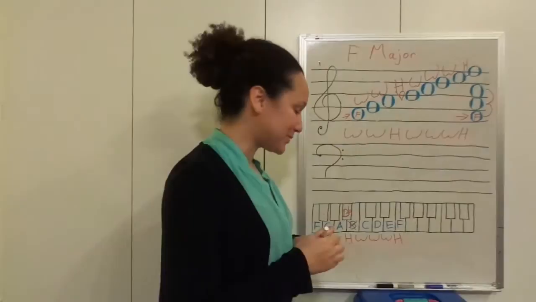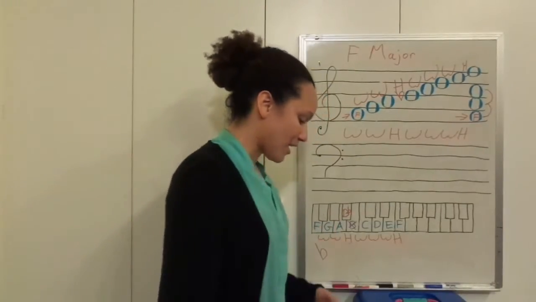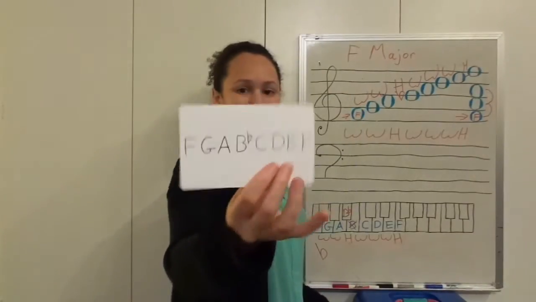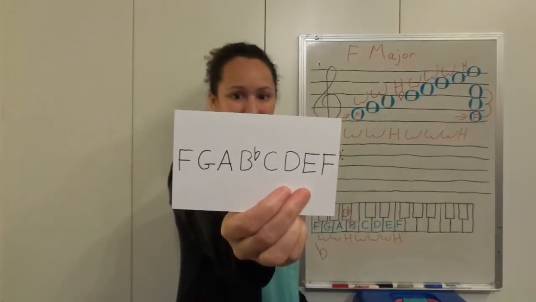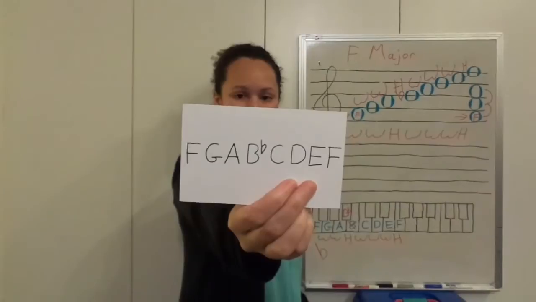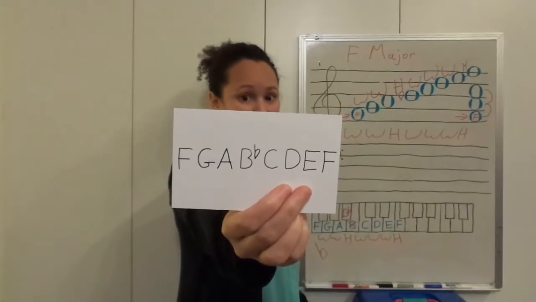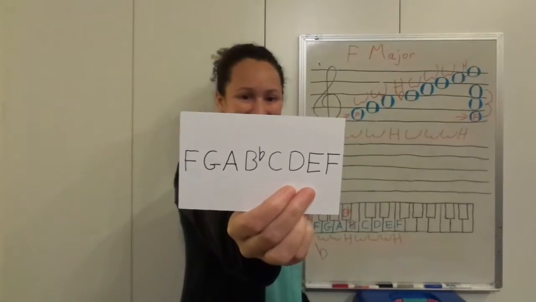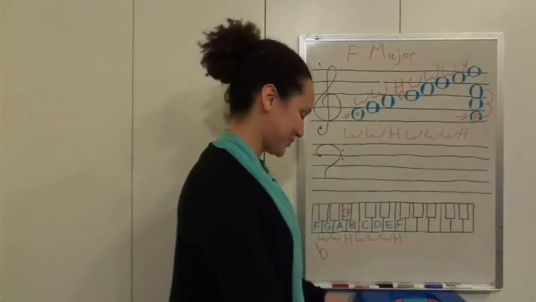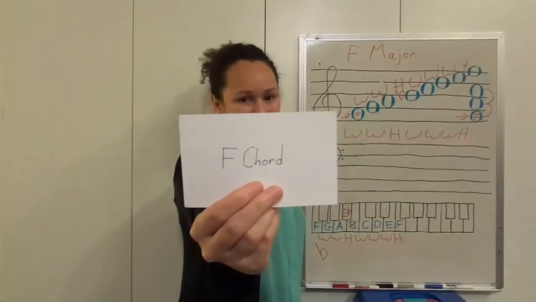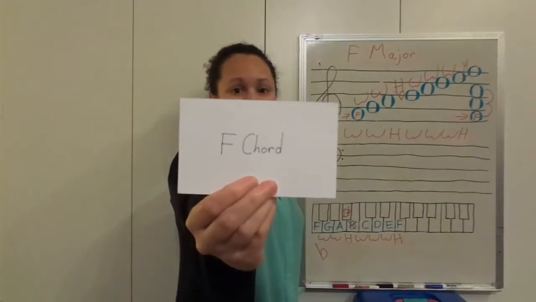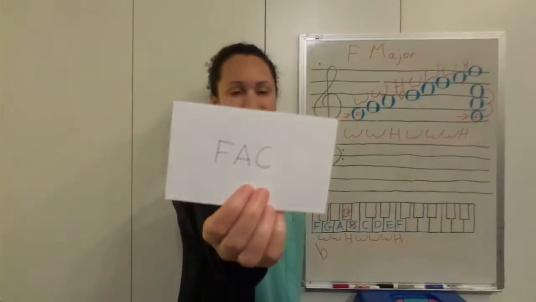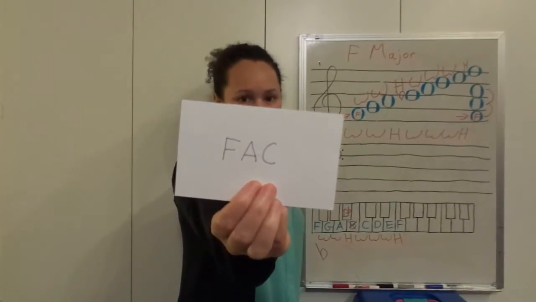Go ahead and take out your flashcards. On one of them, put F major scale, and go ahead and write out the scale. F, G, A, B flat, C, D, E, and F. And finally, your F chord. Go ahead and put major as well on it to clarify. And on the reverse side, write out the chord F, A, and C.